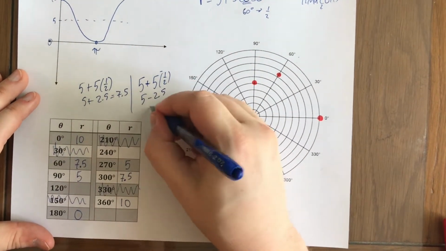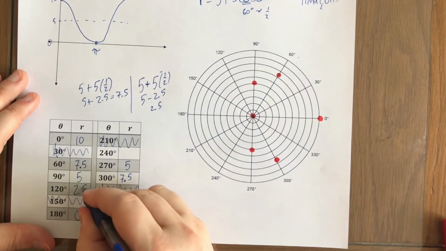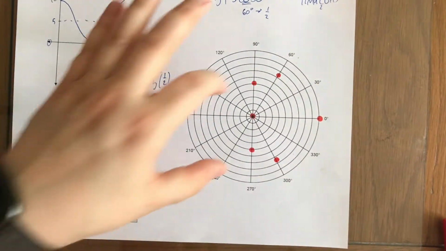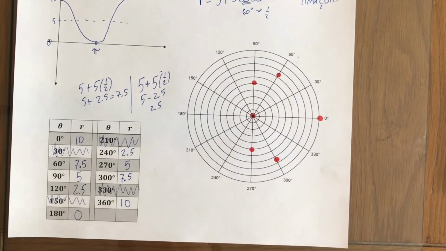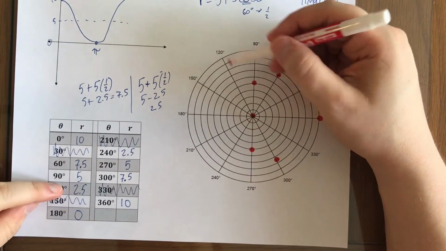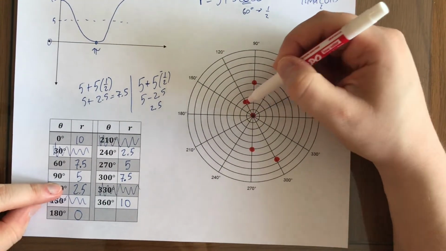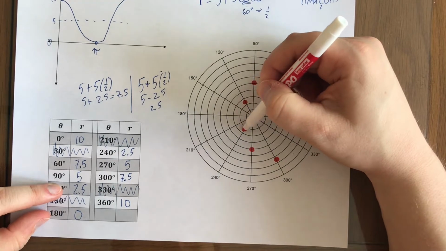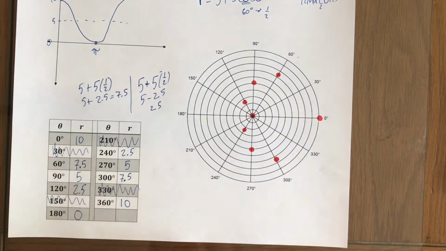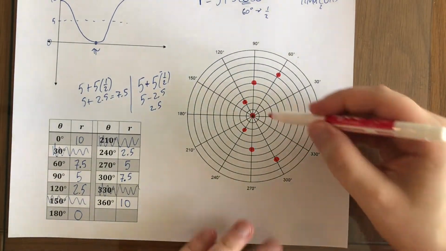But either way, I'm going to get positive 2.5 in the two quadrants that cosine is negative, so these two quadrants. So when I go to graph these at 120, I'm going to go 1, 2.5, and then I will keep my marker there as I trace around 2.5. And now I think we have enough that we can see what this looks like.